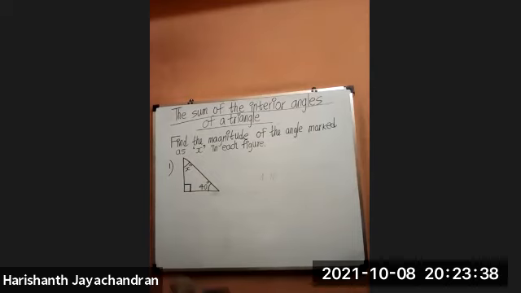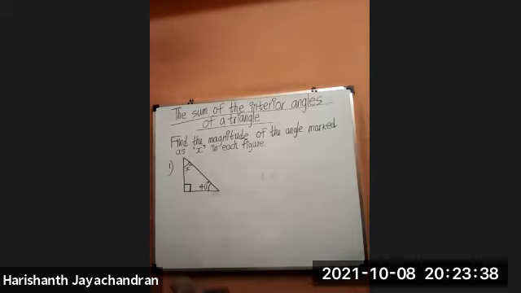6x means what? 6 into x. But the question is all about what? Finding the value of x. So as I need to find the value of x, if it is getting multiplied by 6, first I should cancel it off, no? Which means I should probably do what? The inverse mathematical operation of this. Which means if that is getting multiplied by 6, I should probably divide it by 6.